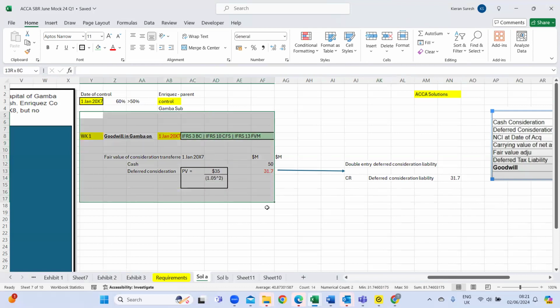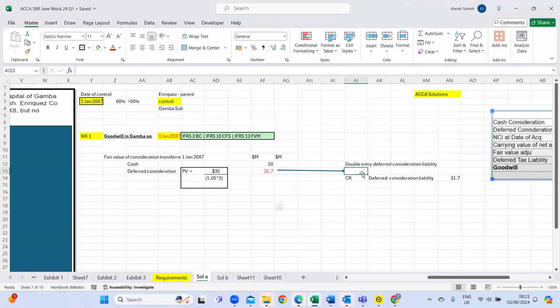Anything related to the subsidiary. Note this carefully, right? Anything related to the subsidiary at the date of acquisition would go to the goodwill account. Nothing would go to the profit and loss account, right? Anything related to the subsidiary at the date of acquisition, one of the entries would be to the goodwill account. So the debit is going to go to the goodwill account. Debit would be goodwill account. Now the goodwill account is going to be 31.7.